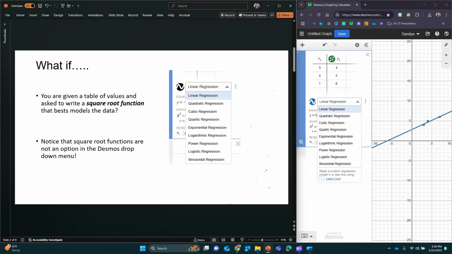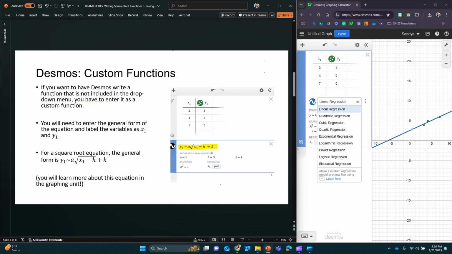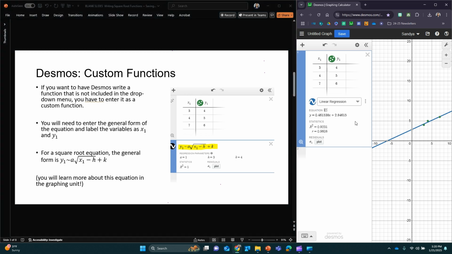So what I'm going to need to do in Desmos is have it write what's called a custom function. So you can see down here it says make a custom regression model in a new line using this sign right here. And you can do that if you want to write any kind of function in Desmos, not just the ones that are available to you in the menu. So what you need to do is tell Desmos the general form of the equation you're trying to write. So for a square root function, this is going to be the general form of the equation.